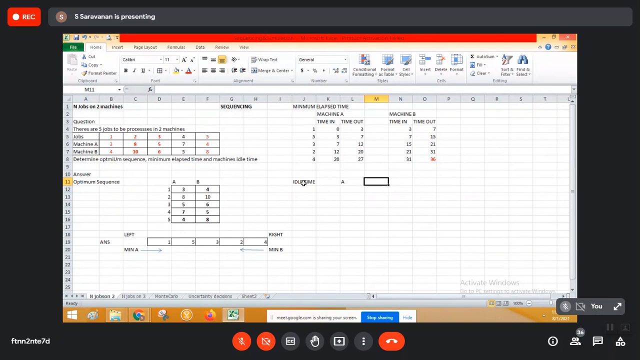Can anyone let me know what is the idle time for machine A? 9 seconds, sir. 36 minus 27. Okay, 9 minutes or 9 seconds, whatever you say, because minutes or seconds is not provided here. So let it be 9, because the total minimum elapsed time is 36, and here it is 27. So 36 minus 27, simple. The machine is idle for 9 minutes until it takes up the next batch.